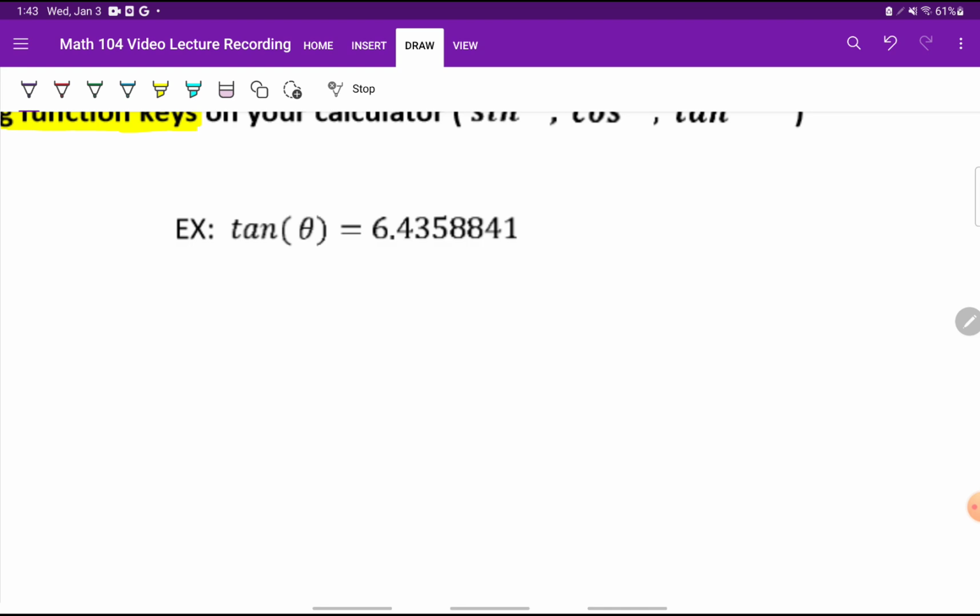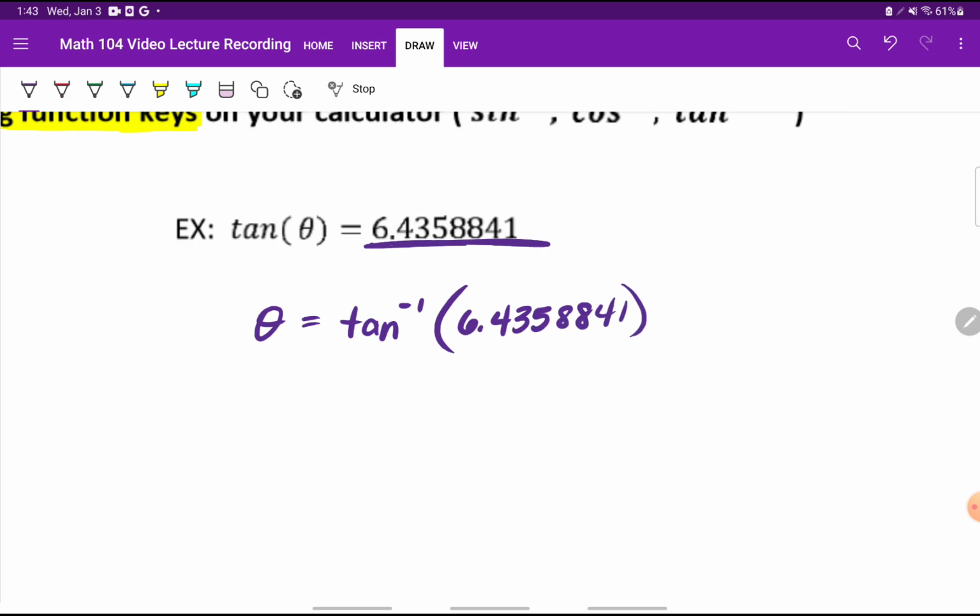In our next example, we've been given a tangent value, and we want to find the angle. So our angle theta is going to be tan inverse of our value. Plugging that into our calculator and rounding to the nearest 10,000th, we get theta equals 81.1681 degrees.